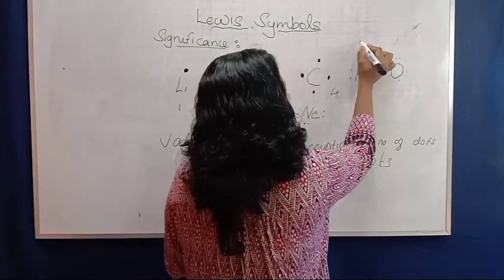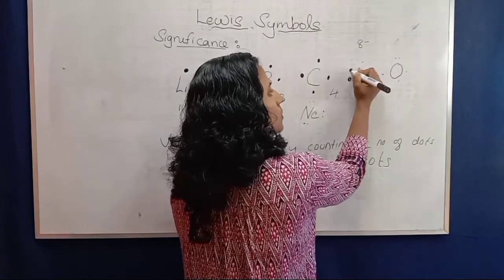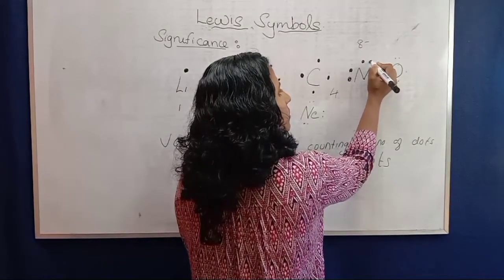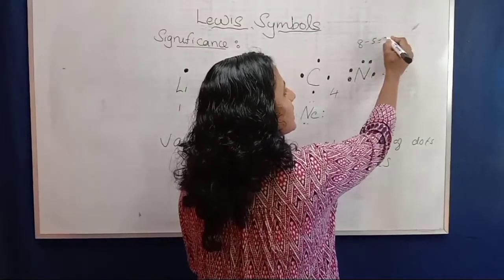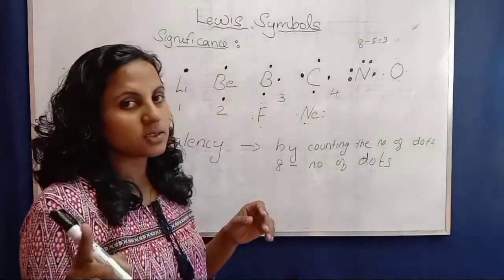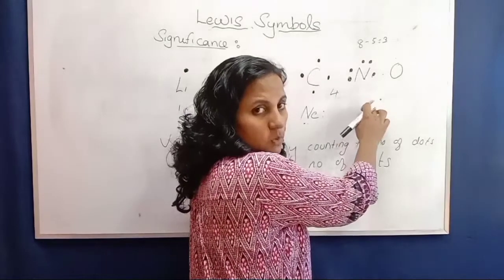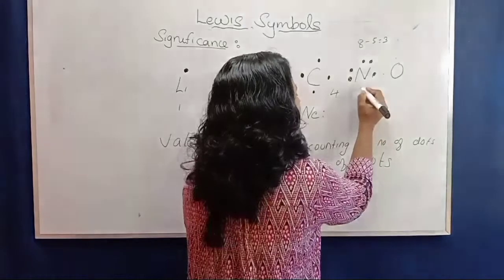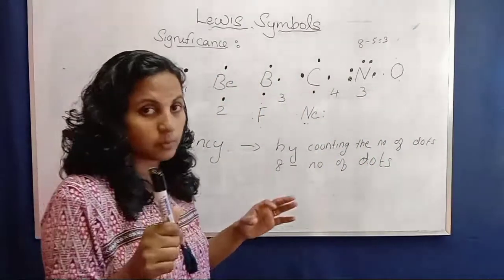Therefore, 8 minus how many dots are there? 1, 2, 3, 4, 5. That is 8 minus 5, which is 3. Therefore, what is the valency of nitrogen? The valency of nitrogen is not 5, but 3. You should remember and note that point also.